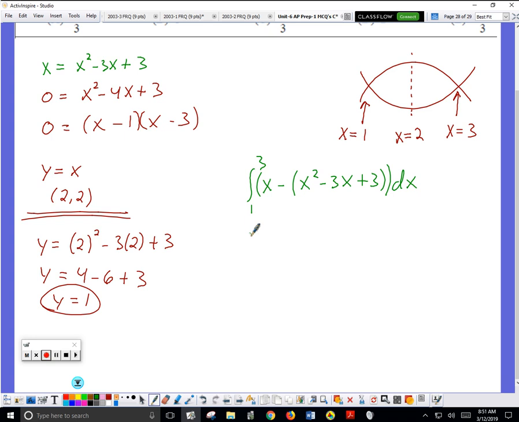Might as well clean that up a little bit. So these two combined, so you distribute the negatives. So that's going to be, let's see, x minus x squared plus 3x minus 3. So that's negative x squared plus 4x minus 3.